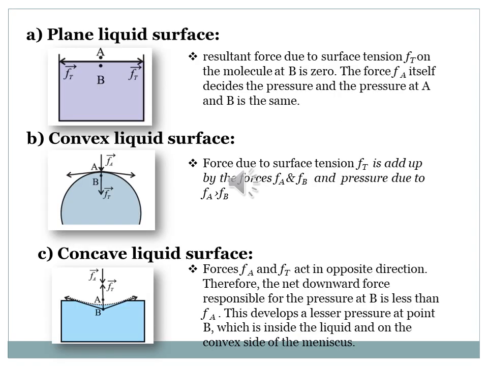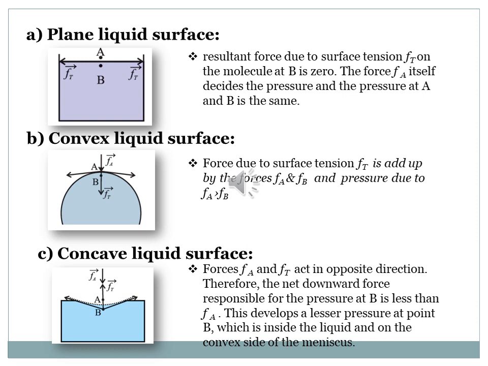So here is another slide which explains the excess pressure. First, when a plain liquid surface is there, what happens in this case? When a plain liquid surface comes to mind, you can see the diagram over here. Point B is completely within the liquid, point A is above the liquid. We are going to consider the pressure exerted on point B, which is below the liquid surface. Alright, so Ft is the force created by surface tension, that is, the resultant force due to surface tension.